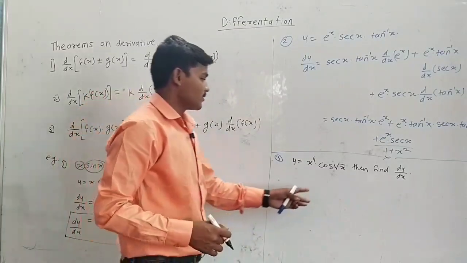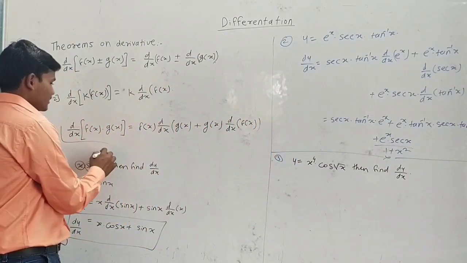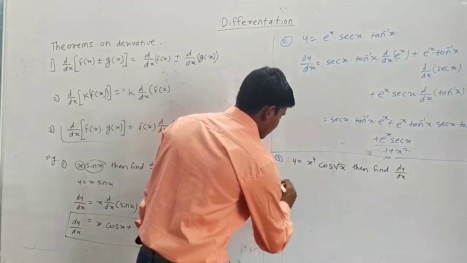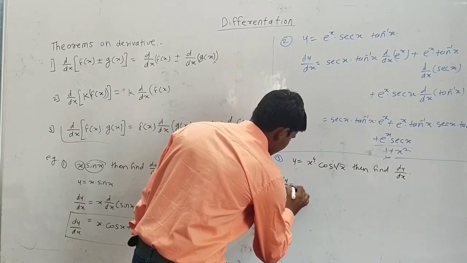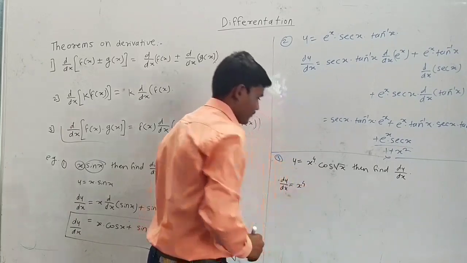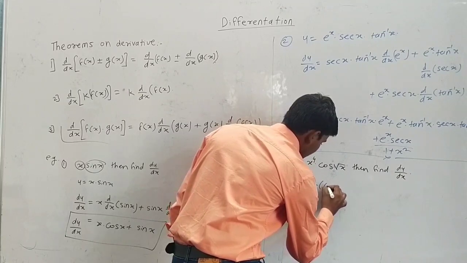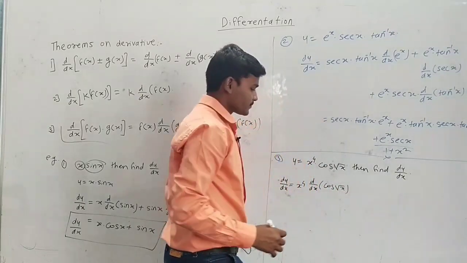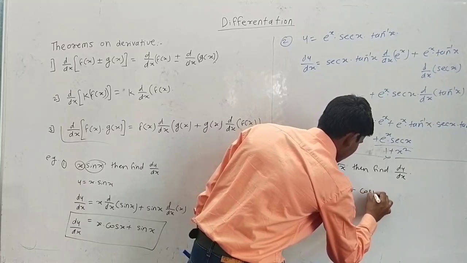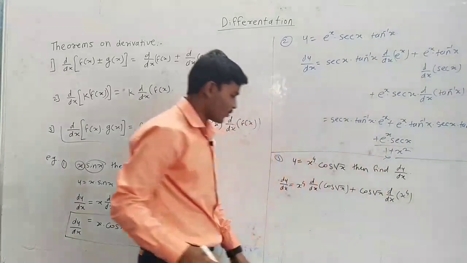Before starting, we should know that here we have to use the third formula, that is the theorem of multiplication. dy by dx equals first term as it is, that is x raised to 4, and derivative of second term, that is dy dx of cos root x, plus second term as it is, that is cos root x, and derivative of first term x raised to 4.